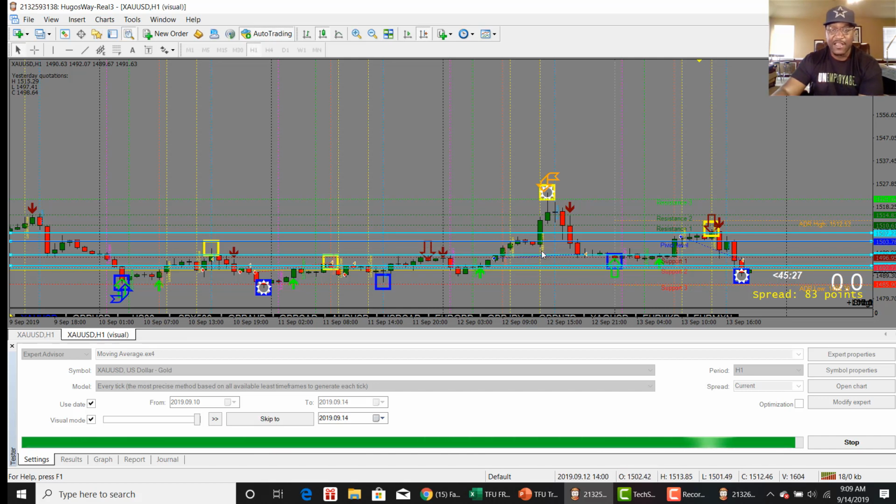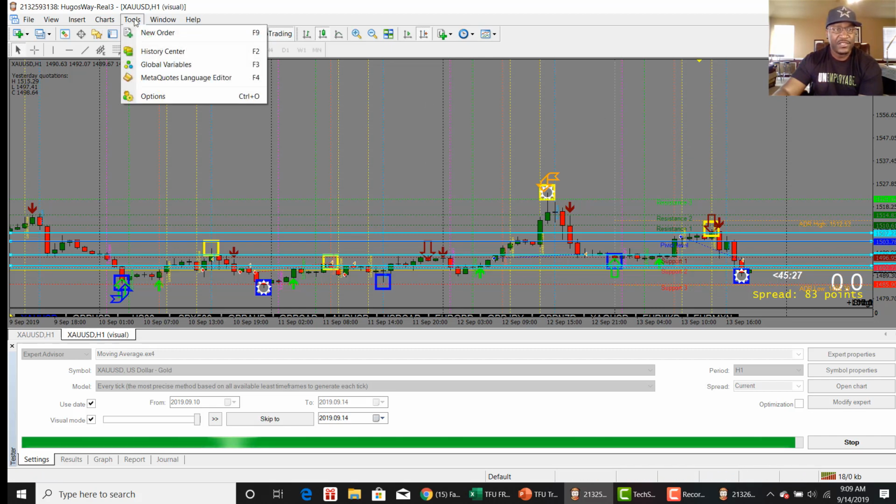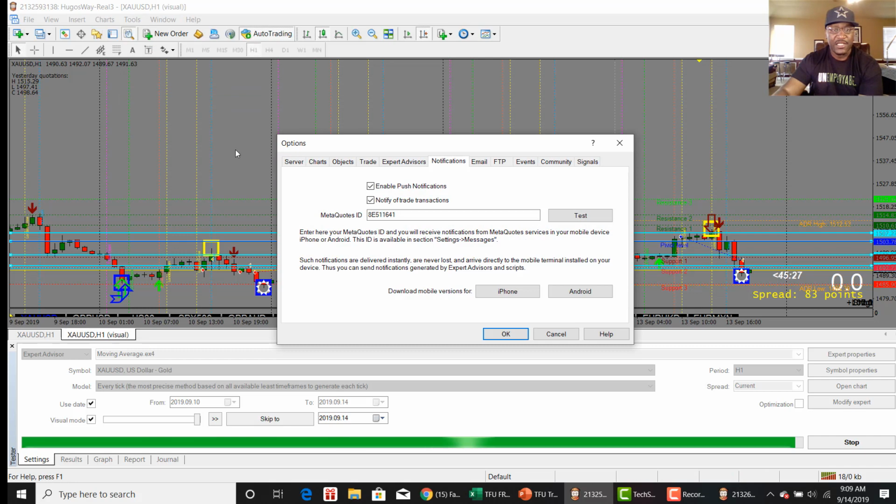Other than that, I have given you how to do that. Some of you are going to want to know, how do I get the notifications to go to my phone once I set that up? You go to Tools, you go to Options, and right here you have to enable push notifications. So when you go to Options, make sure you go to Notifications, then go to Push Notifications.